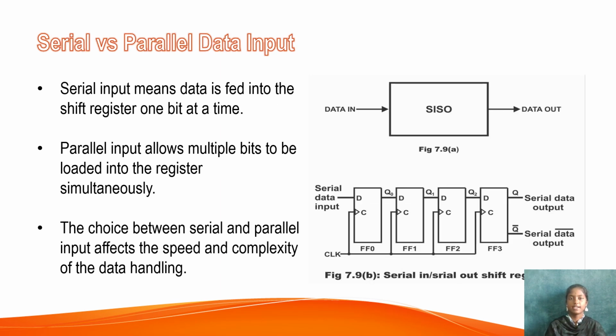Serial versus parallel data input. Serial input means data is fed into the shift register one bit at a time. Parallel input allows multiple bits to be loaded into the register simultaneously. The choice between serial and parallel input affects the speed and complexity of the data handling. Here is the SISO principle, which is serial in and serial out, and its circuit diagram.